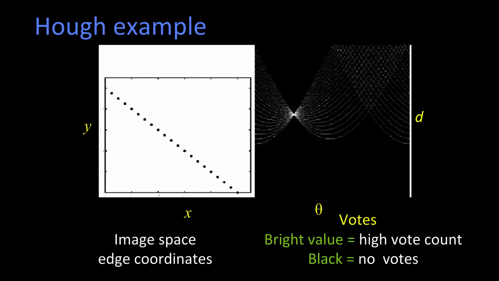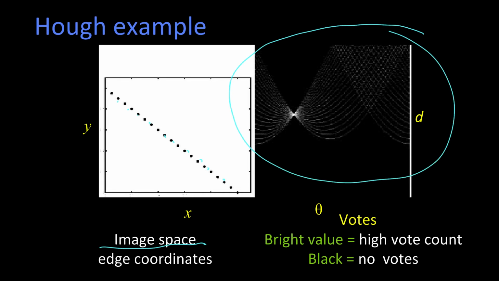So on the left here in image space, we have a bunch of points that all lie on the line. And they lie on a perfect line, so that's how you know this is a cartoon example, because that never actually happens for real. What we have on the right are the votes. And what you can see here is that each dot is creating a particular trace. And you'll notice that those are parts of sinusoids.